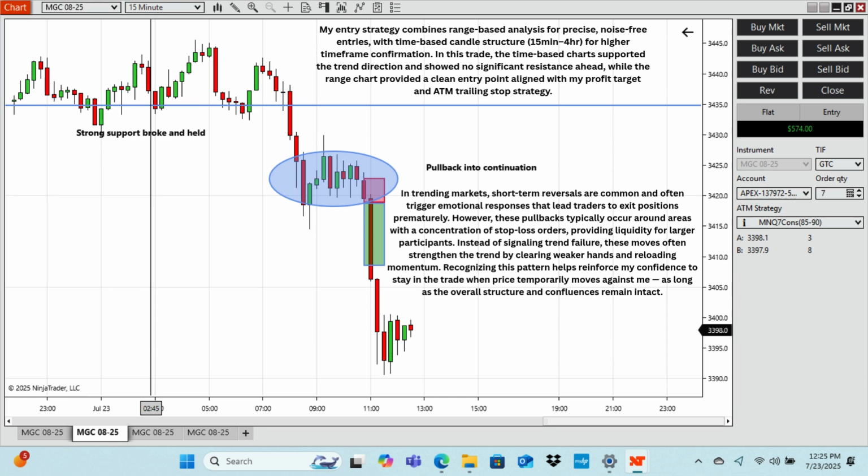In trending markets, short-term reversals are common and often trigger emotional responses that lead traders to exit positions prematurely. However, these pullbacks typically occur around areas with a concentration of stop-loss orders, providing liquidity for larger participants. Instead of signaling trend failure, these moves often strengthen the trend by clearing weaker hands and reloading momentum. Recognizing this pattern helps reinforce my confidence to stay in the trade when price temporarily moves against me, as long as the overall structure and confluences remain intact.